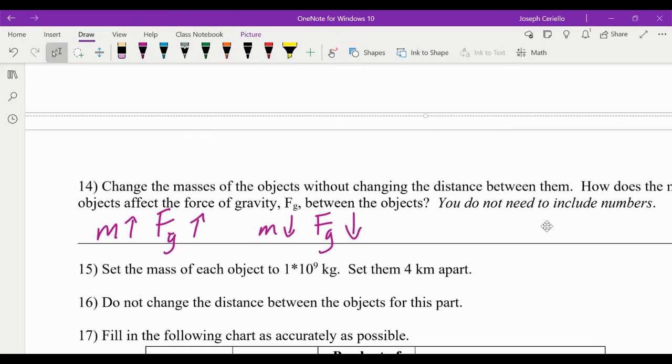Hopefully you notice that as the mass got bigger, the force got bigger, and as the mass gets smaller, the force gets smaller. Again, this should make sense to you. The Earth is pretty close to you. It's got a really big mass, so you feel the force of gravity from the Earth. Someone sitting right next to you has much, much, much less mass than the Earth, and you don't really feel the force of gravity from them. So obviously, more mass, more gravity, less mass, less gravity.